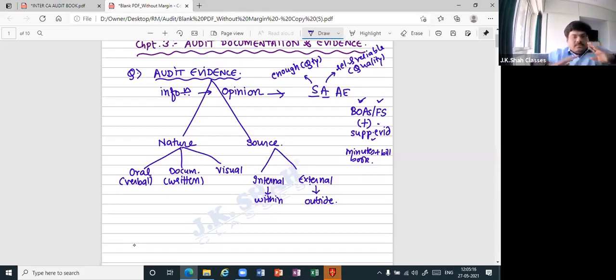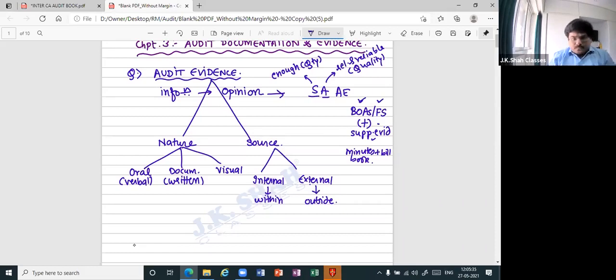All cool? Wait. Your audit evidence can be classified on how many bases? Two bases. Correct. One, nature. Other, source. Nature, three: oral, documentary, visual. Sources, two: internal, external. Internal, within; external, outside. All cool? Acha. Now what do you mean by oral evidence?